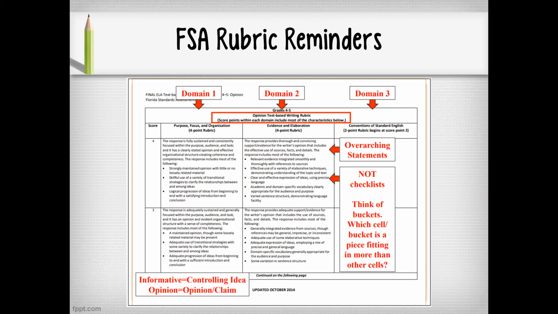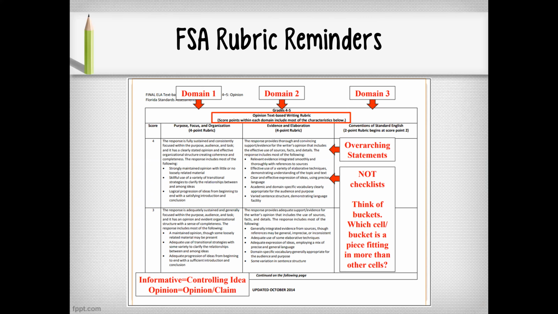Then you'll see that within each score point, there are what we call overarching statements. And then there are bulleted descriptions under those overarching statements. What I want you to know is that the overarching statement is what we stick with if you're stuck, because it really is giving you the information: what is the scoring element about, and how effectively did the student do it in order to score this particular score point? But what's really great about those bullets is that they give you a little bit more information about each specific score point.